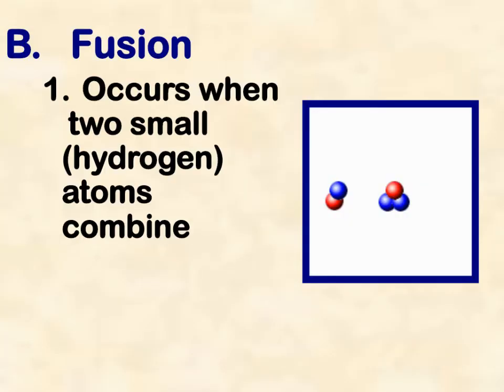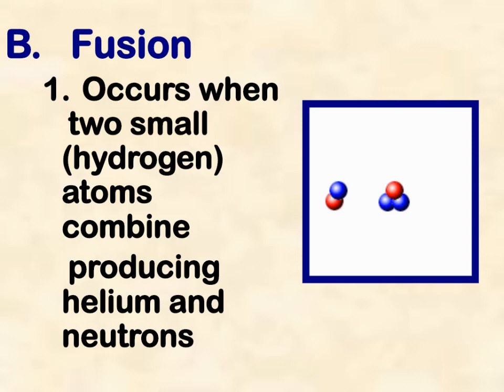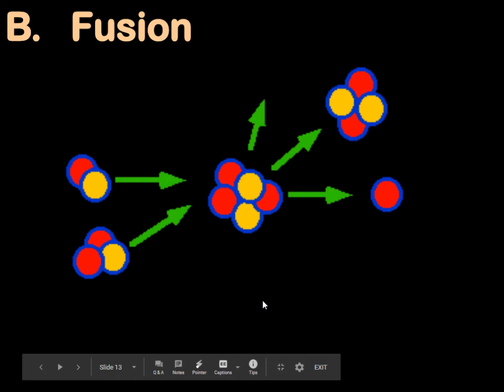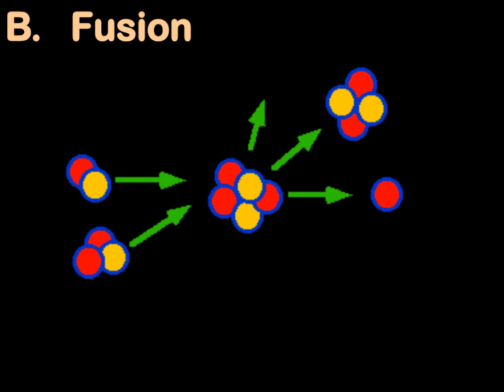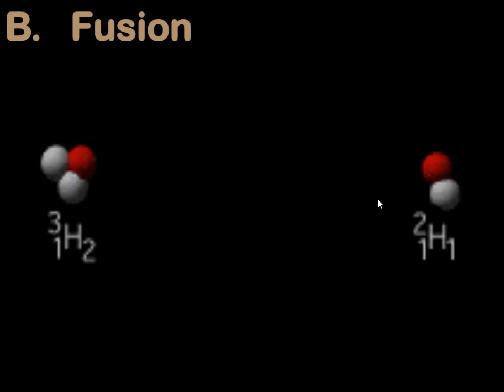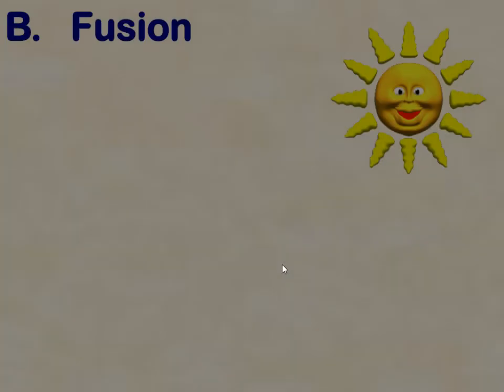All right, and fusion. Fusion occurs when two small hydrogen atoms are combined. So this produces helium and neutrons. So the biggest thing that uses this is actually the sun. So the sun uses fusion to create its energy. So you see the two small hydrogen create that, and then you have your neutron coming off of it with helium.